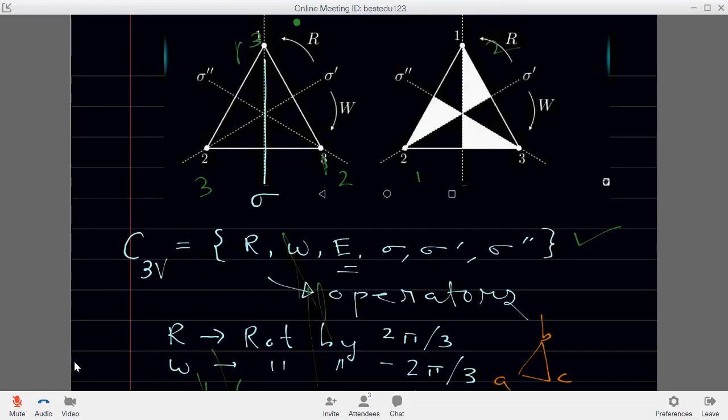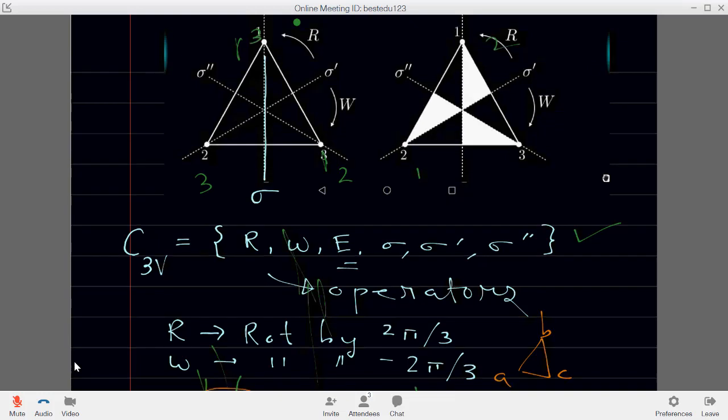Sigma R results in sigma double prime. No, I'm getting sigma R is sigma prime. Let's see how. So we need to do this. Say I have this triangle A, B, C. Now I apply what I need to do.